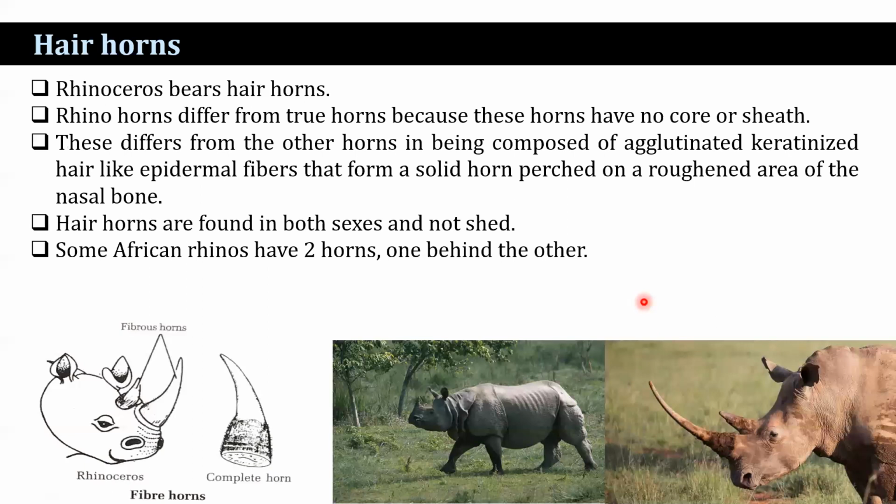Now the hair horns. The rhinoceros bears hair horns, and rhino horns differ from the true horns because these horns have no core or sheath-like structure. They are composed of agglutinated keratinized hair-like epidermal fibers that form a solid horn, perched on a roughened area of the nasal bone. Hair horns are found in both sexes and are never shed. The African rhinos have two horns, one behind another, whereas the Indian rhino has only one horn.